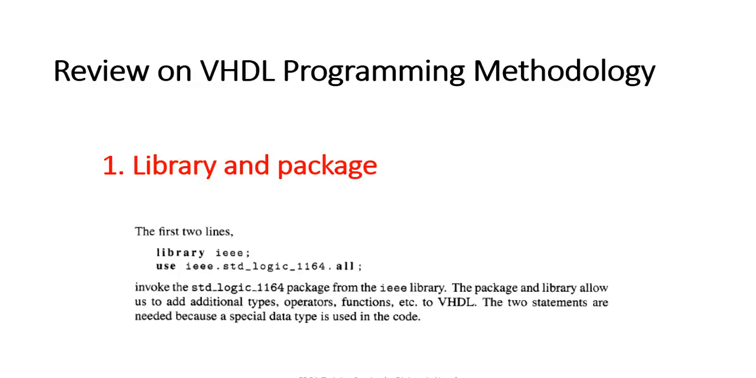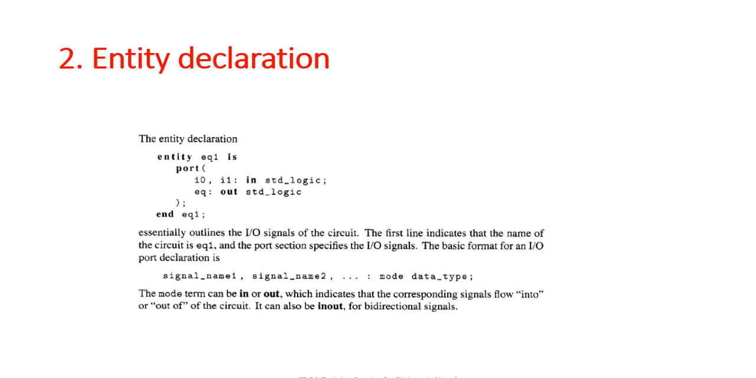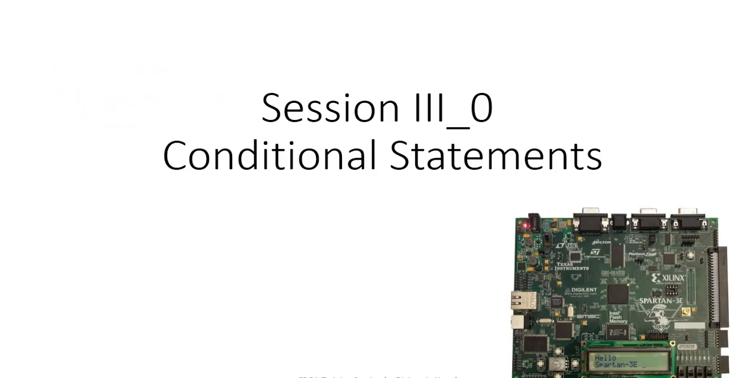We already understand the library and packages. This screenshot is taken from Douglas L. Perry's VHDL programming book, so you can also visit that book. This is the entity declaration section, and this is the architecture. We have talked about these already. Our main topic today is conditional statements.